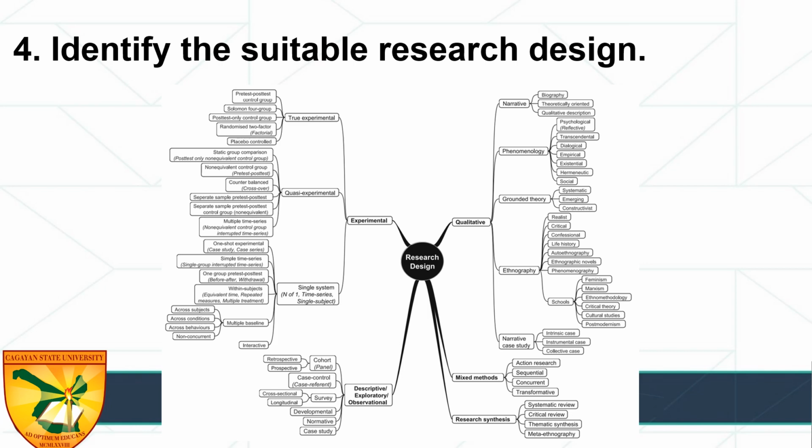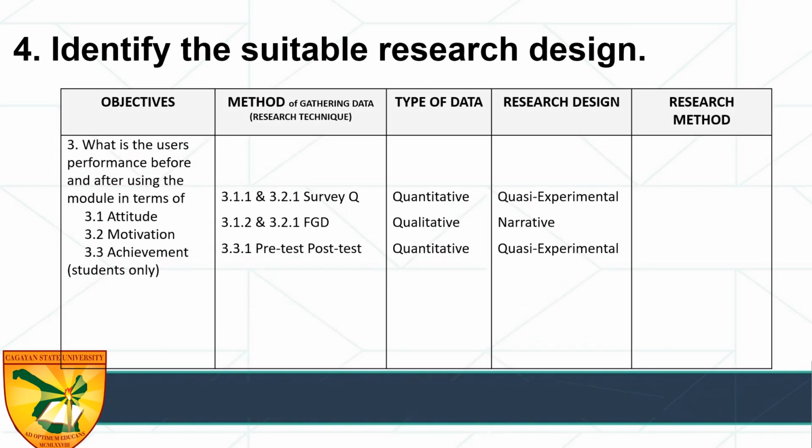So next is to identify the suitable research design. For my example here, the research design that I want to use for the survey questionnaire is a quasi-experimental research design. That means that in the intervention that I'll be using, I won't be randomly choosing the respondents that will join the treatment group and the control group. And then for the focus group discussion, I want to use a narrative research design. And for the pre-test, post-test achievement of the students, I'll be using again quasi-experimental design.